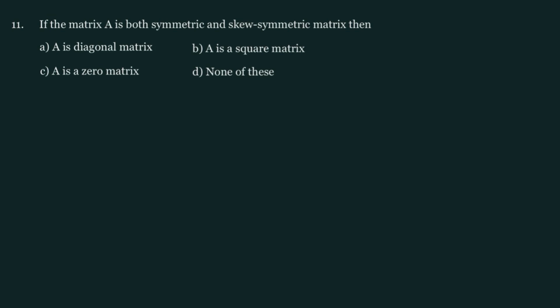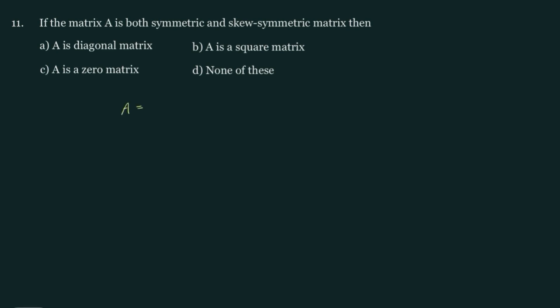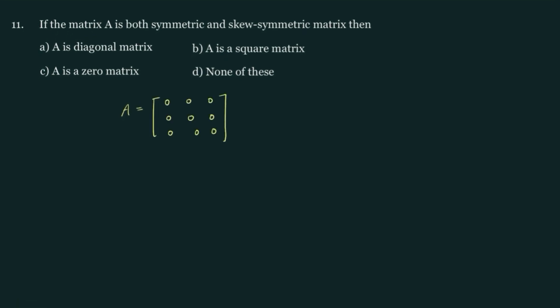Let me make a zero matrix of order 3. Suppose there is a matrix A. As you can see here, all the diagonal elements are 0, which is a property of a skew-symmetric matrix, and all the mirror elements are equal to each other, which is a property of a symmetric matrix. In a skew-symmetric matrix, the mirror elements are negative of each other. So this zero matrix will satisfy both conditions of being symmetric and skew-symmetric. That's why the correct option for this question is that A is a zero matrix.